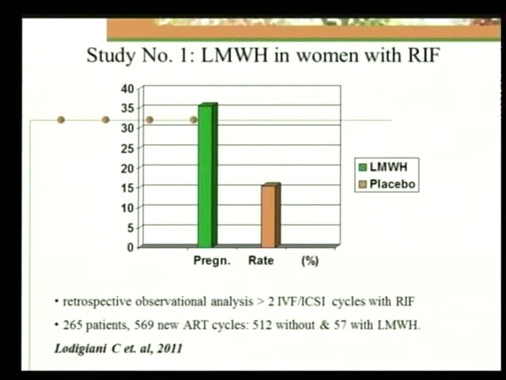Now if you look carefully at this bar graph, we can see in green that the women who were given low molecular weight heparin are showing pregnancy rates of 36%, as opposed to the graph in orange, which shows a 16% pregnancy rate in women who were given placebo. Now, although this graph looks very impressive, these results were not found to be statistically significant.